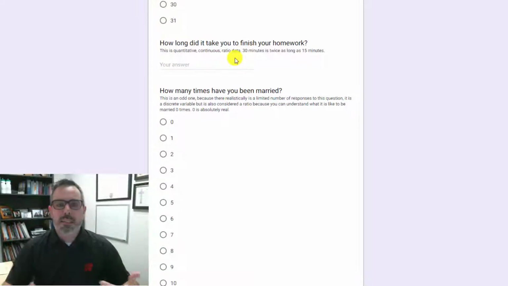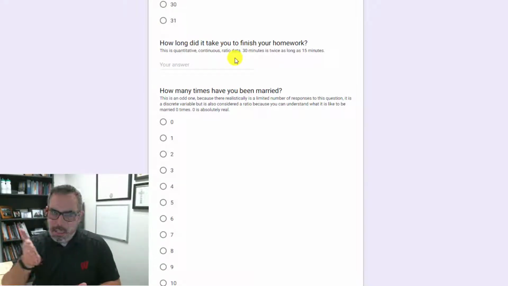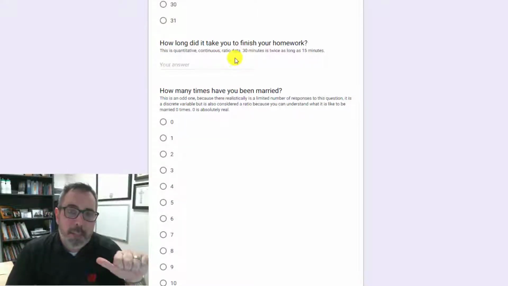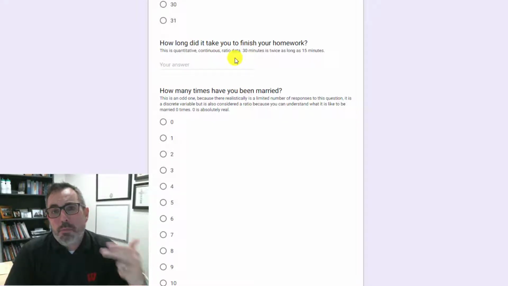Same idea with how long did it take you to finish your homework. It's continuous. It's time. You could measure it out and kind of divide it up as many times as you want. 30 minutes is twice as long as 15. So this is quantitative data that is continuous because you can get more and more accurate, this infinite number of answers, and it is ratio because 0 means something.